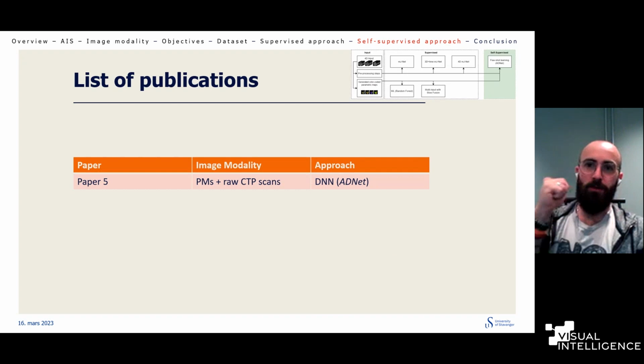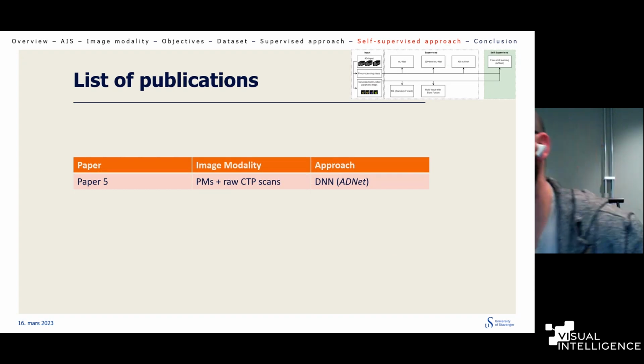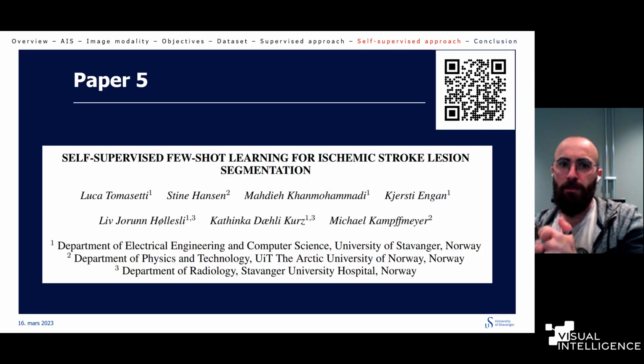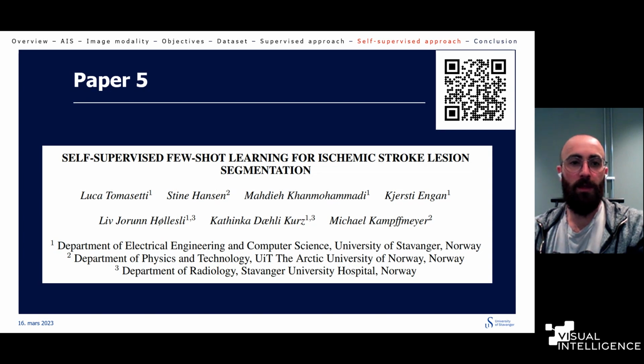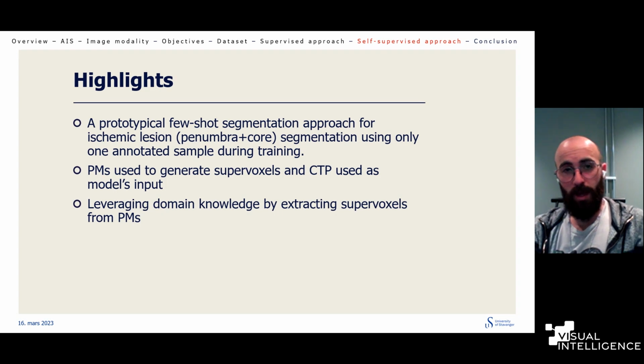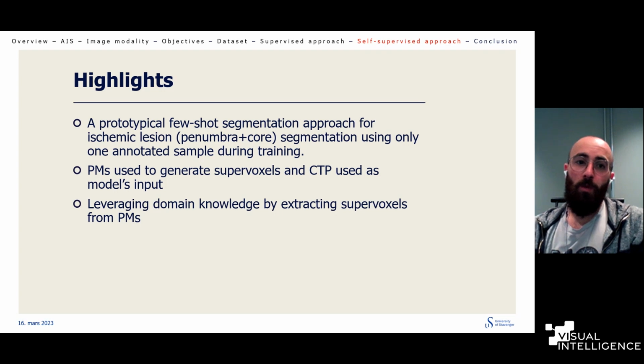So based on this, we were able to publish a paper, and the paper is self-supervised few-shot learning for ischemic stroke lesion segmentation. I'm going to present this, I think, next month. But basically, the highlight of this paper is that we create a prototypical few-shot segmentation approach for the ischemic lesion, which is in this case both penumbra and core together, using only one annotated sample image during training.